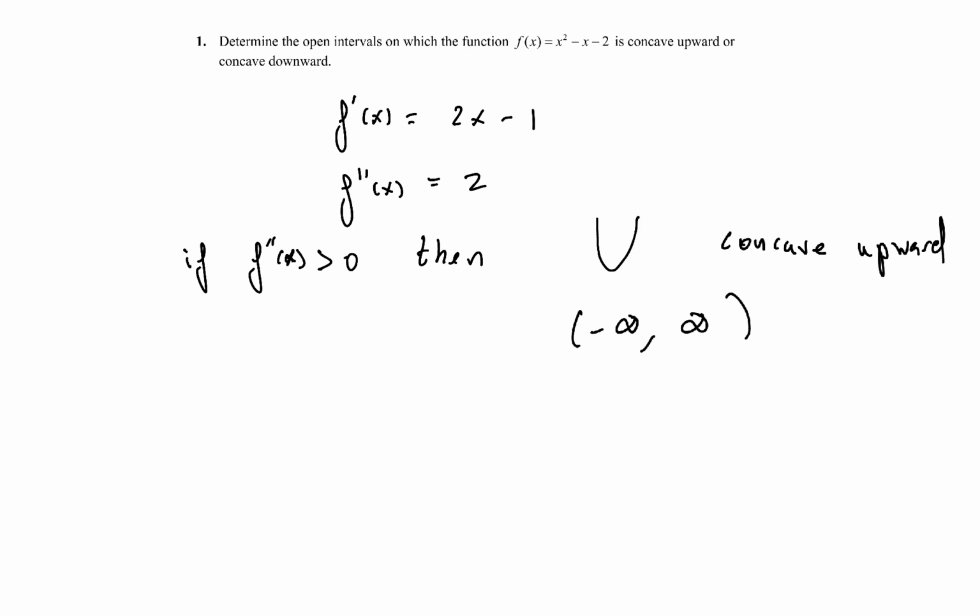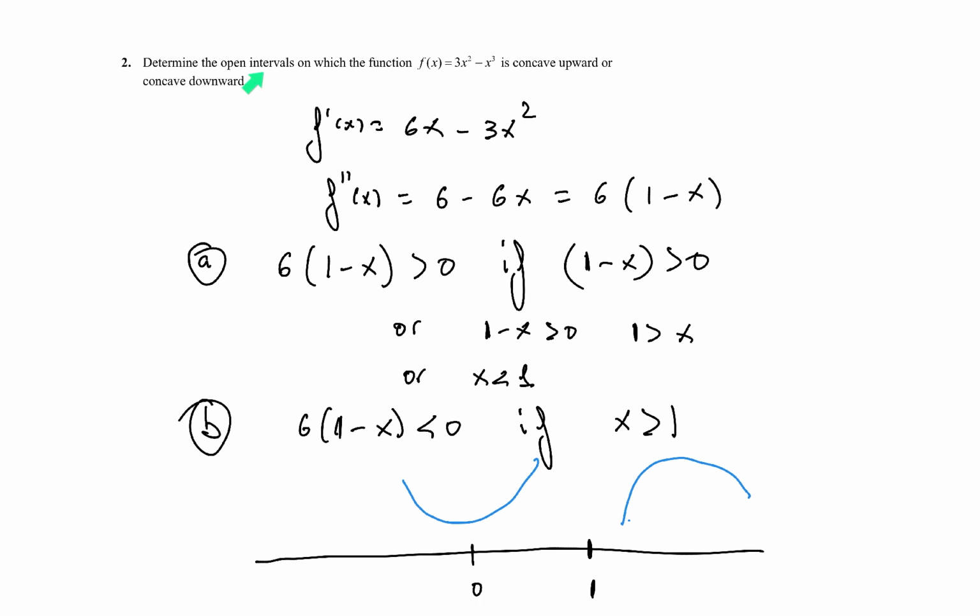Let's go to the next problem. Determine the open interval on which this function, a polynomial, is concave upward or concave downward. So we take the first derivative. We take the second derivative.